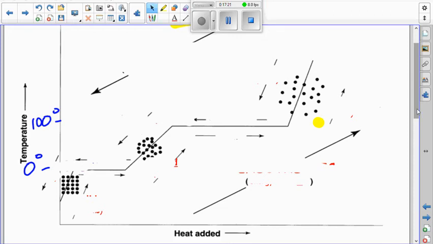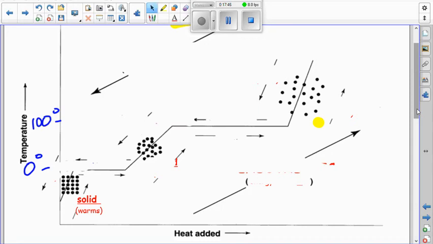Okay, so when you are below 0 degrees and you're adding energy to this ice, this is just your solid warming up. That's all that's happening in this first section. The solid is just getting warmer. It's still a solid. It's not melting at all. It's just getting warmer.